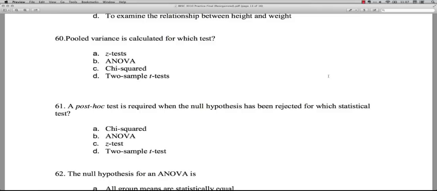You have to use the pooled variance in calculating the pooled standard error, the standard error that's used for the two sample t-test. So 60D is the correct answer.